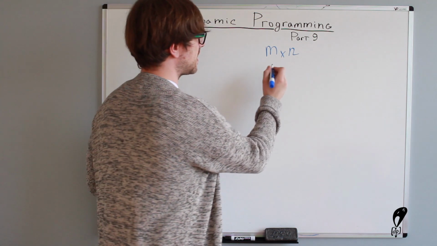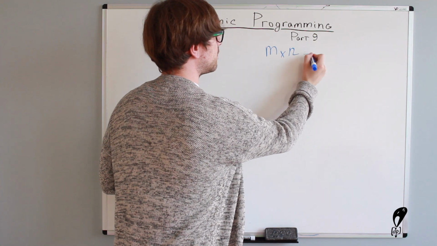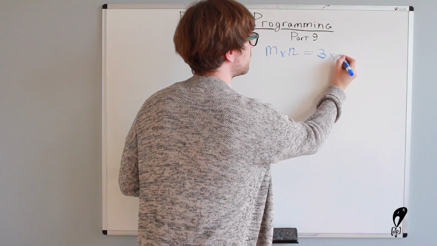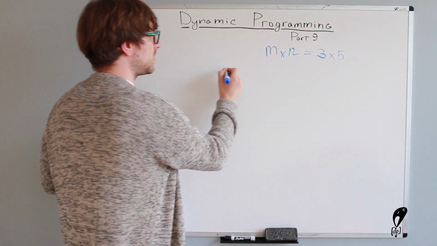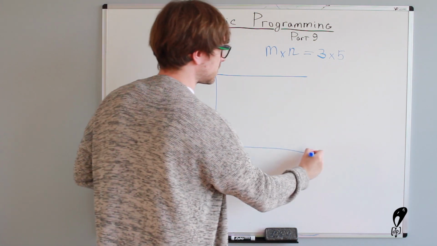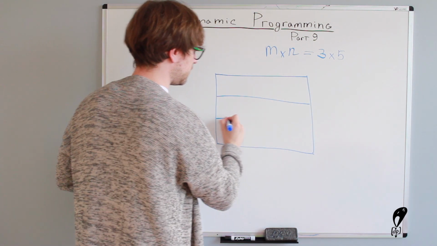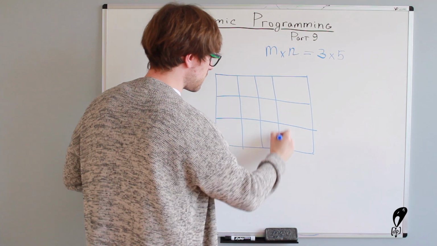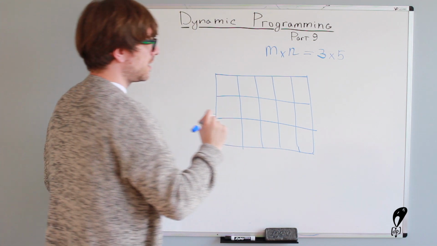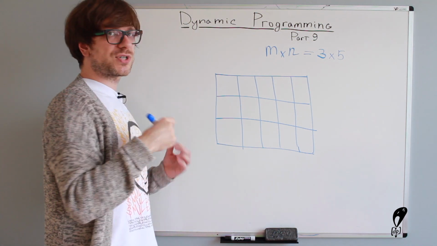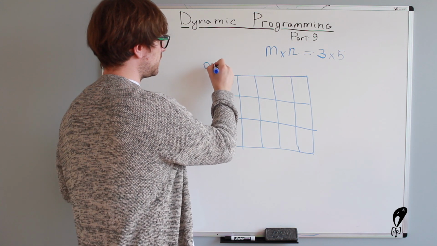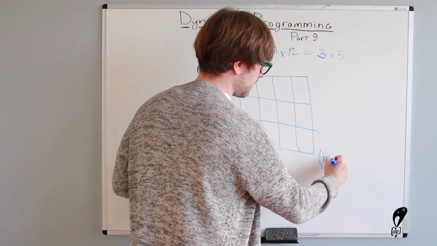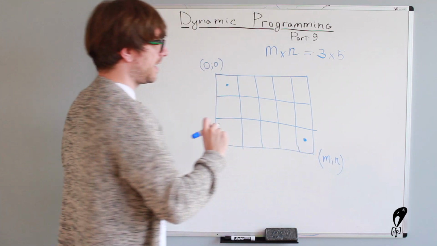So let's review an example. Let's say we have a matrix m by n of size, let's say 3 by 5. And let's draw this matrix. So here is our matrix of size 3 by 5, 1, 2, 3 rows, and then we also have 5 columns, 1, 2, 3, 4, and 5. And usually in such problems, we're starting from position 0, 0. So we're here and we need to get to m, n, right? So we need to get to the end of the matrix.